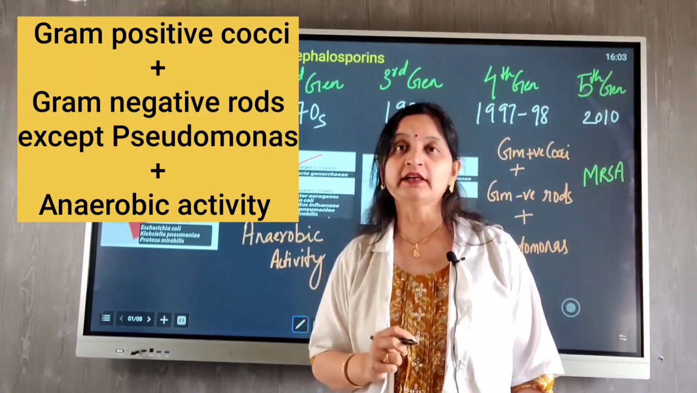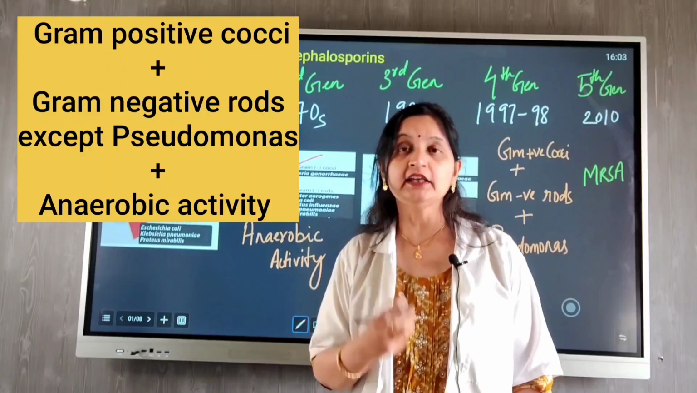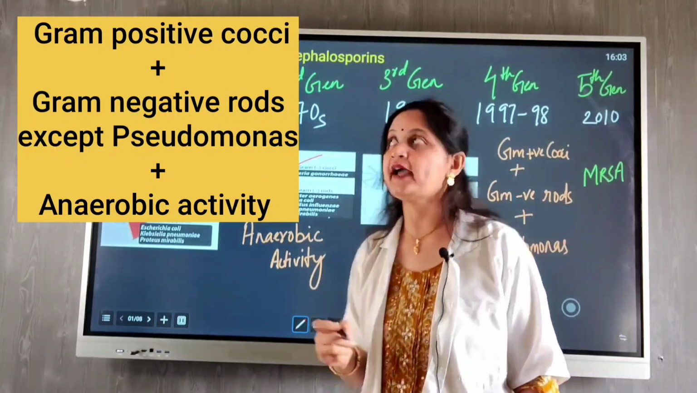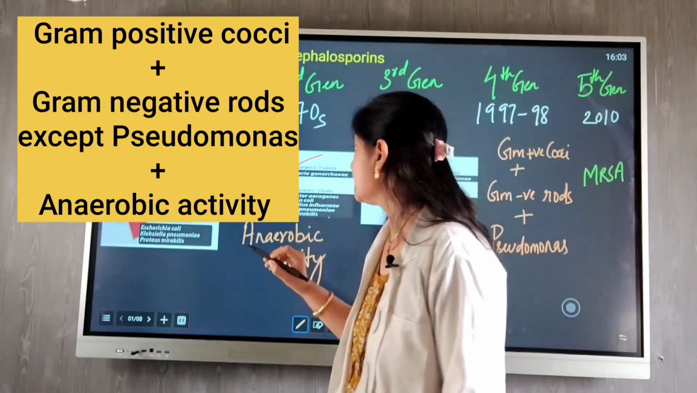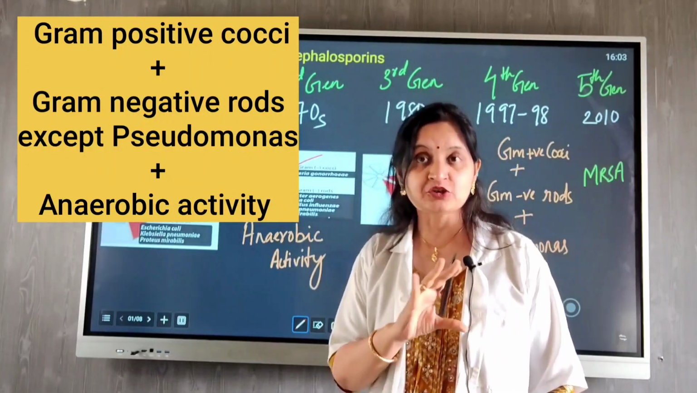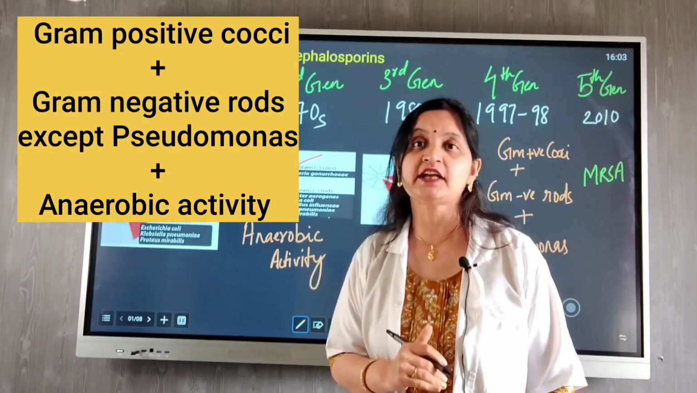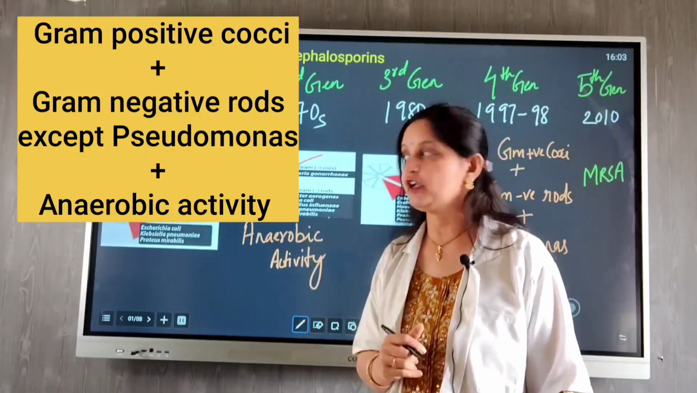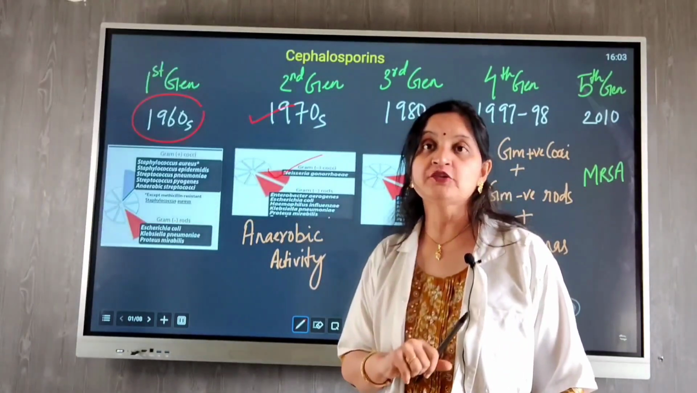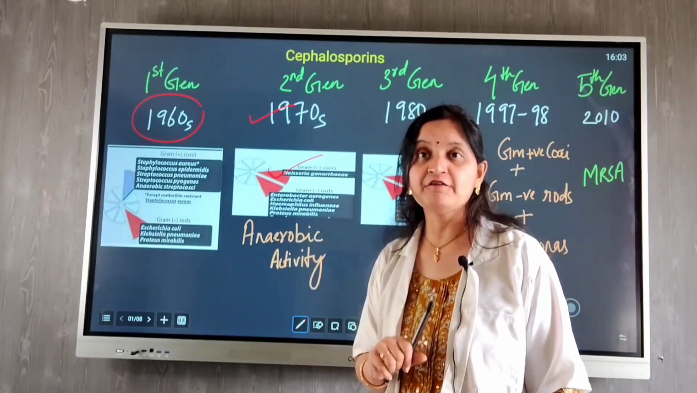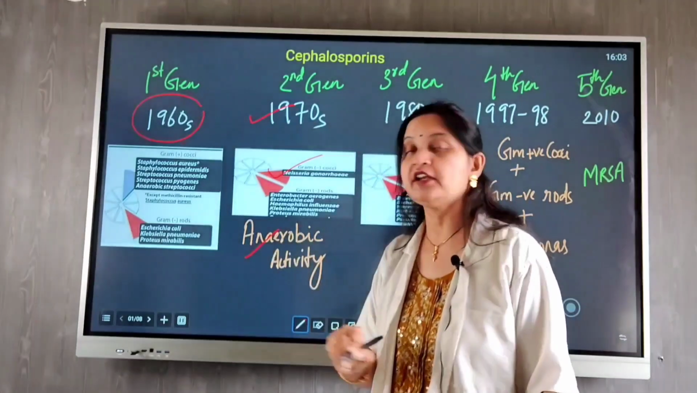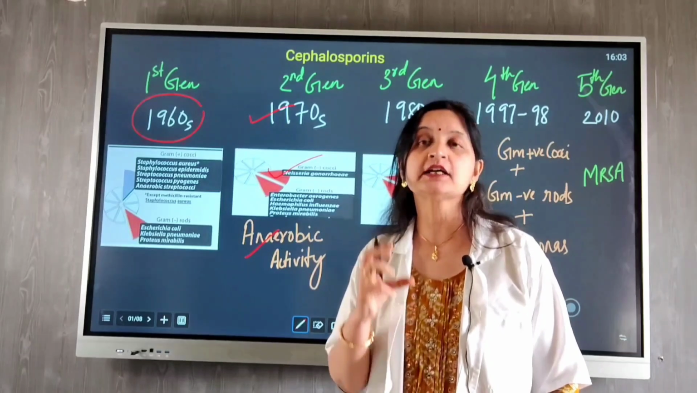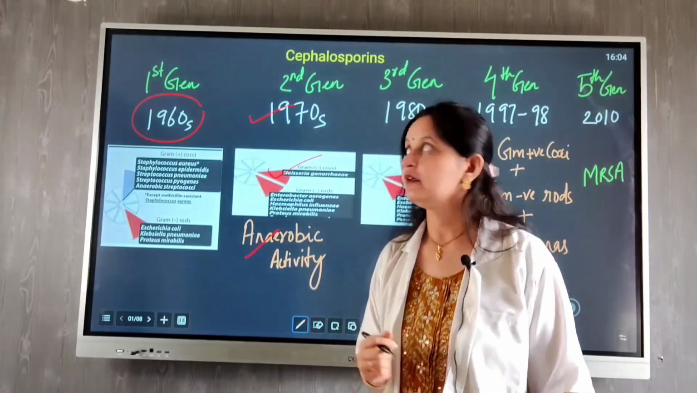But here to be noted that Pseudomonas, which is a highly resistant organism, a gram-negative bacilli, is not affected by second generation cephalosporins. So second generation of cephalosporins is not used for the treatment of infections that are caused by Pseudomonas. So Pseudomonas is an exception to this generation of cephalosporin. Also, it is to be noted that anaerobic infections can be treated with second generation of cephalosporin. So second generation of cephalosporin has marked anaerobic activity.